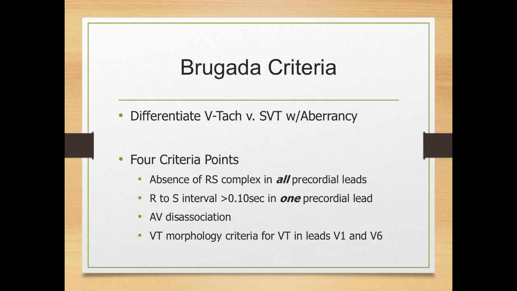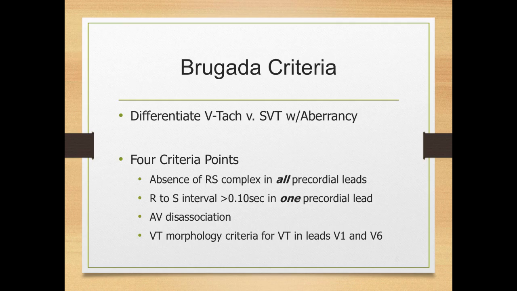First one is the absence of an RS complex in all precordial leads. And what's that say? That says concordance in our precordial leads. That says negative concordance in our precordial leads. Pretty easy. There is no RS complex.